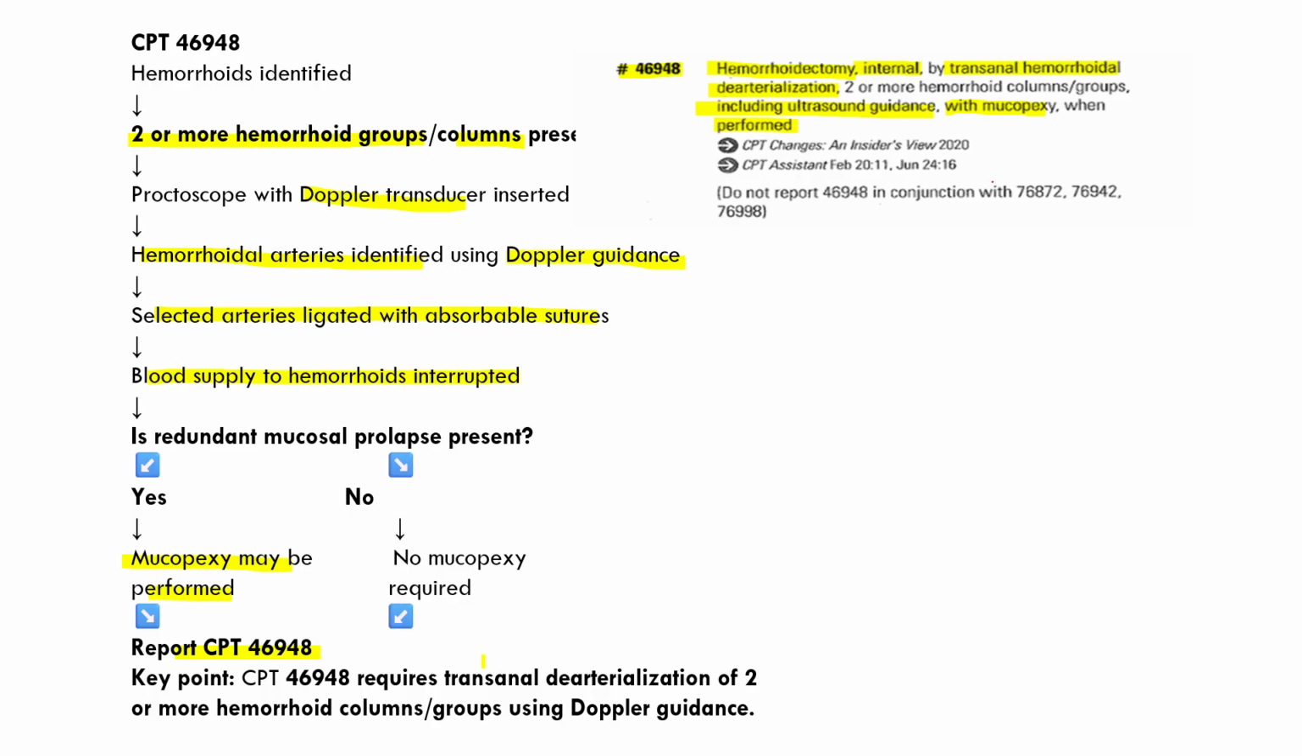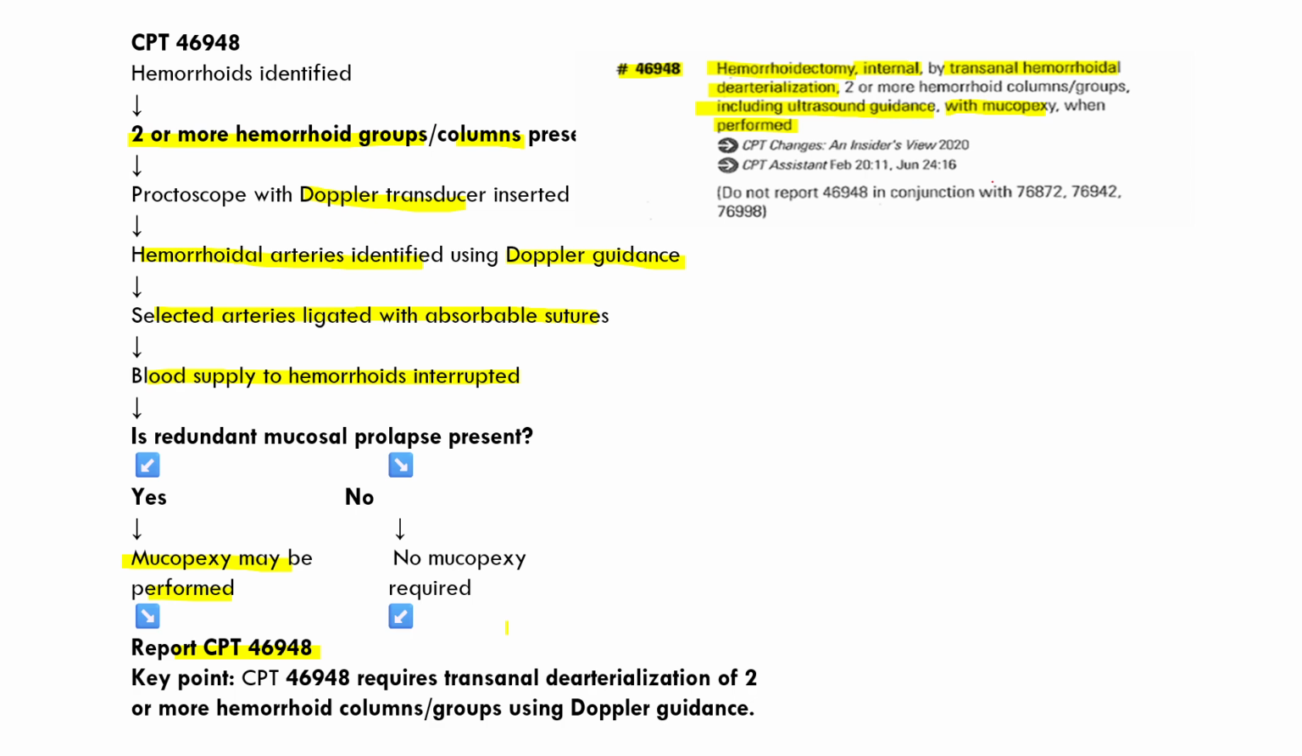Okay, so where he is using a Doppler guidance. With the help of Doppler guidance, he is identifying the hemorrhoidal arteries and suturing the arteries, and there will be no blood supply to the arteries. Okay, that's how he is performing the hemorrhoidectomy.